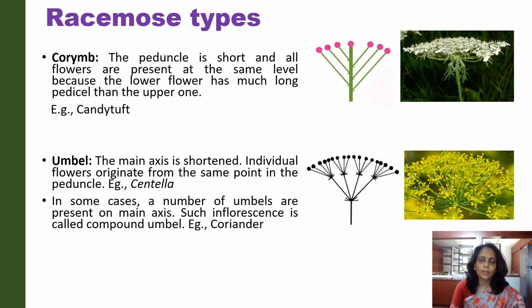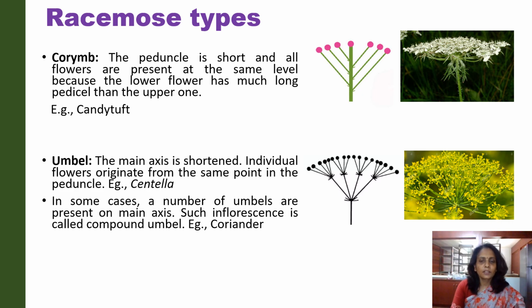In a corymb type of inflorescence, we see that the peduncle is slightly short and the flowers are arranged in such a manner that all of them attain the same level. All the flowers are pedicellate. The flower at the terminal region has a short pedicel while the flowers towards the periphery have a longer pedicel. Example, candytuft.